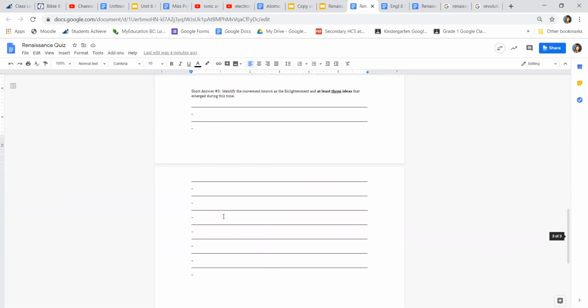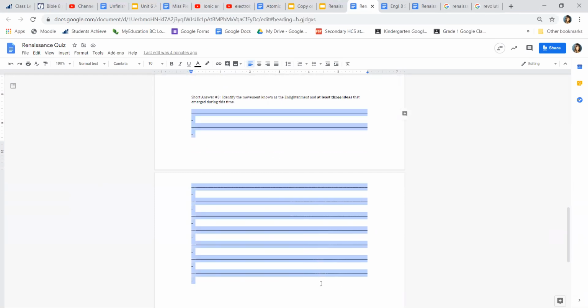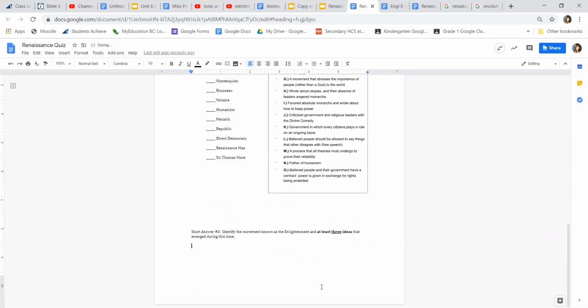And then you have just another question here, and it says, identify the movement known as the Enlightenment and at least 3 ideas that emerged during this time. So we're talking about enlightened thinking, having it where they are willing to explore more, again, thinking outside the box. They want to be able to explore new ideas. It really has a lot to do with exploration and higher thinking and allowing yourself to think outside the box. That was the period of Enlightenment, which is all happening during the Renaissance, where they are really encouraging being able to dig into different things.